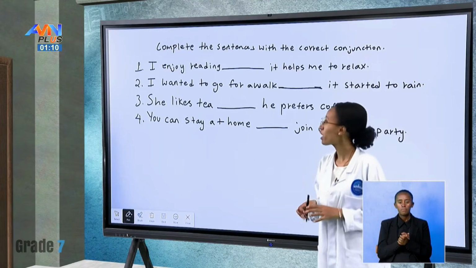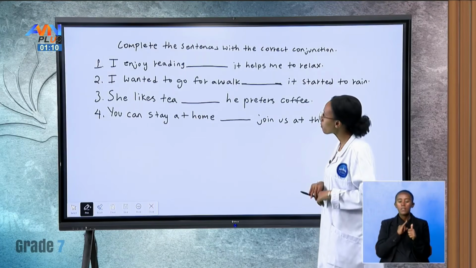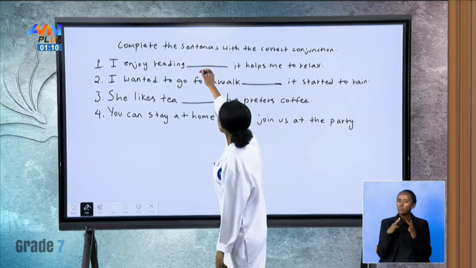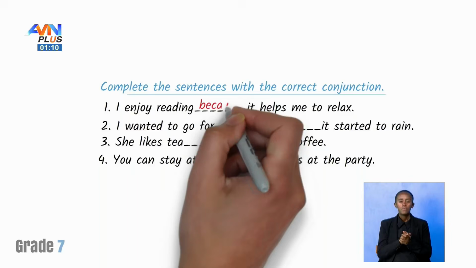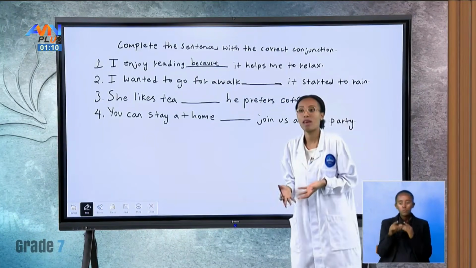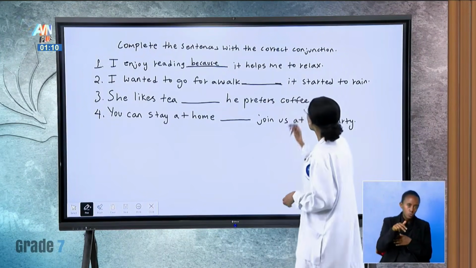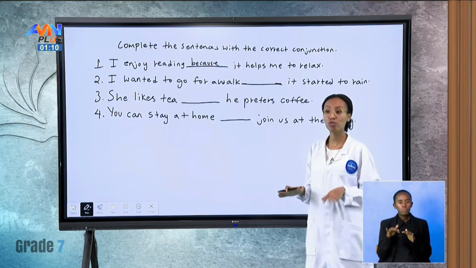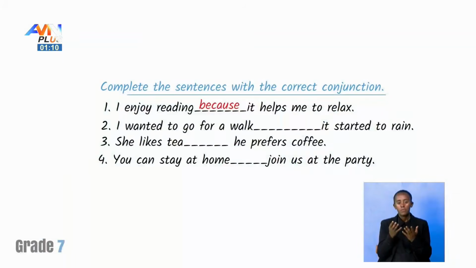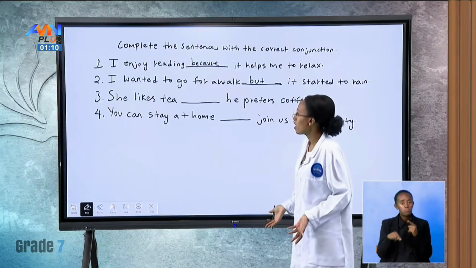Okay, I'm sure you all tried your best, and let's see how well you did. The first one: I enjoy reading. It begs the question, why? Why do you enjoy reading? Because it helps me to relax. Okay, I wanted to go for a walk. It started to rain. So two negating or contrasting ideas. So I wanted to go for a walk, but it started to rain. So I'm not going to be doing that anymore.